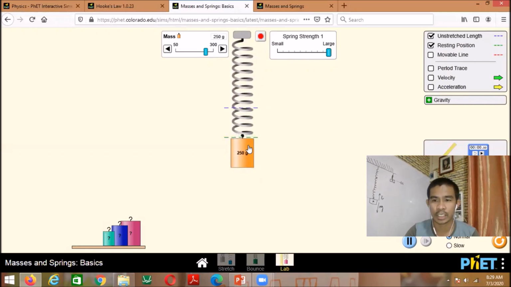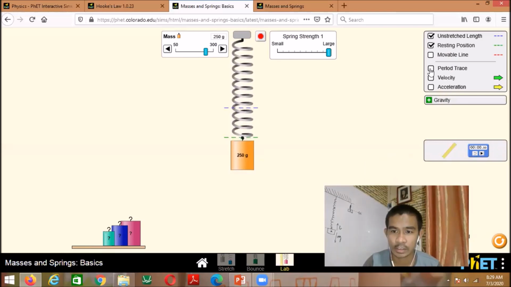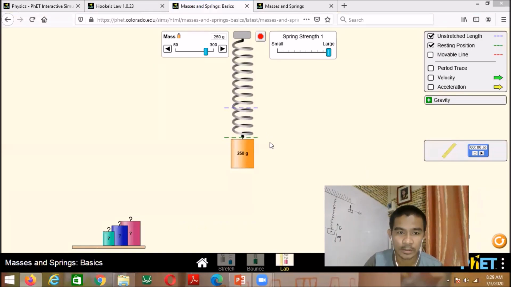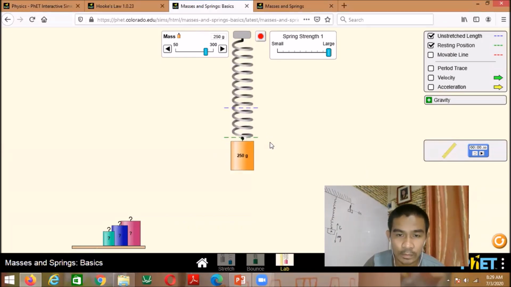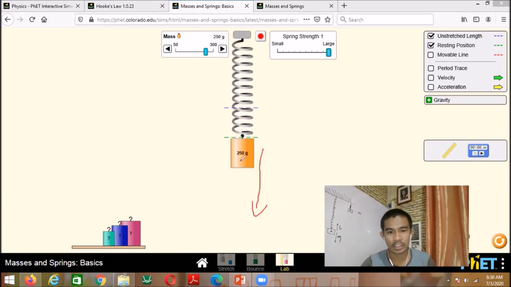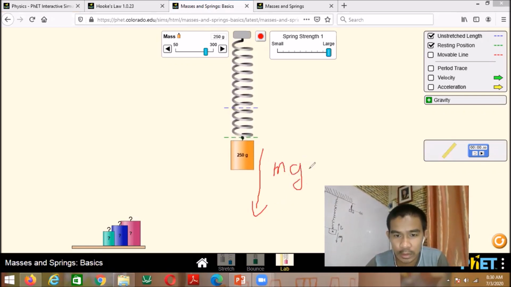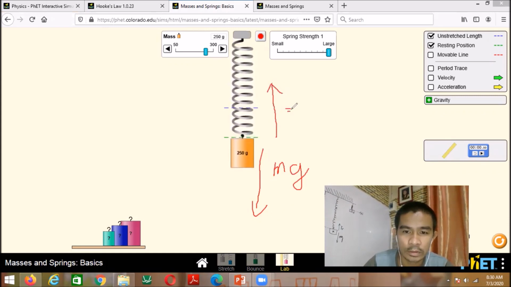Okay, so what are the two forces acting on this mass M? One is the force of gravity, which is in the downward direction. There is a force acting downward, which is the weight of this object, which is mg. Okay, and the reaction force, which is the force exerted by the spring on the mass, which is in the upward direction, which is equal to F1, which is equal to negative kx.